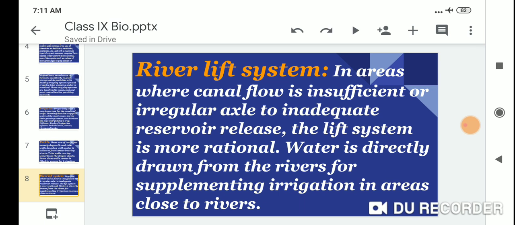River lift system. River lift system is used in areas where canal flow is insufficient or irregular, to supplement the reservoir release. Water is directly drawn from the river for supplementary irrigation in areas close to rivers.